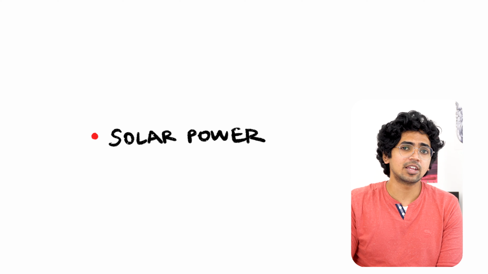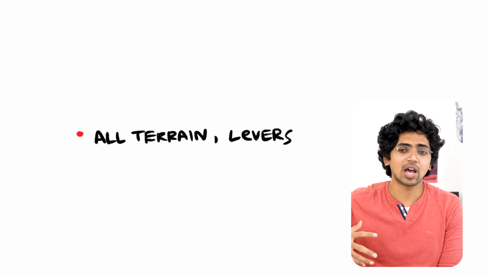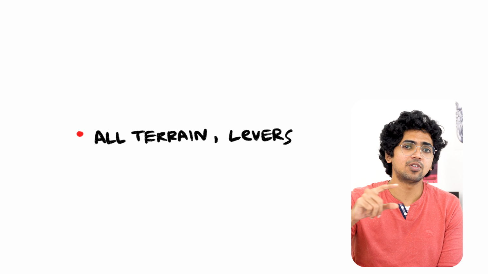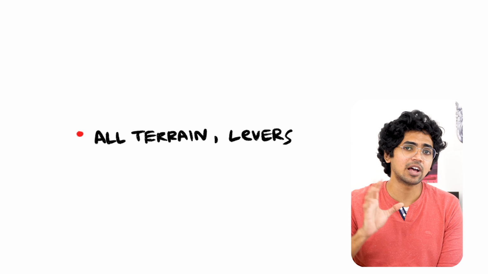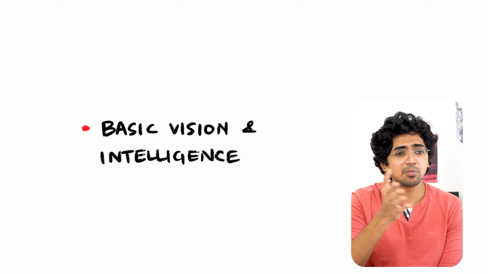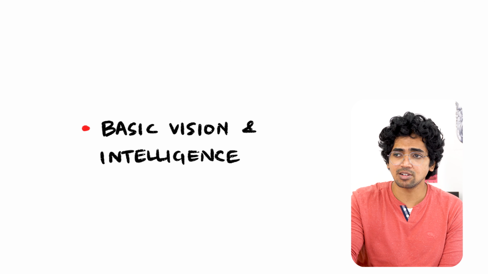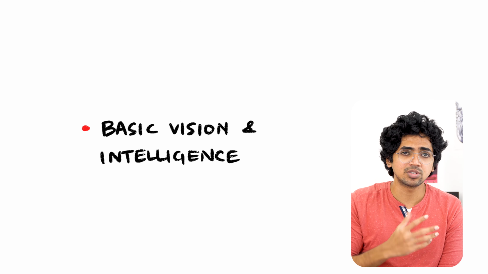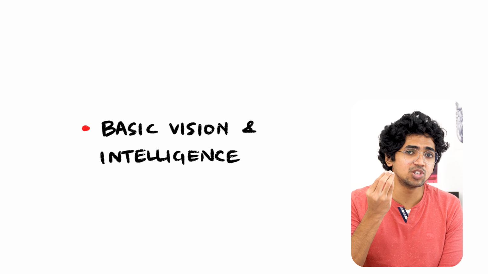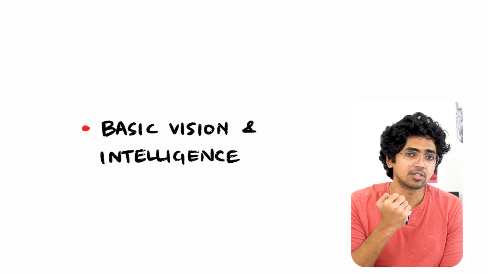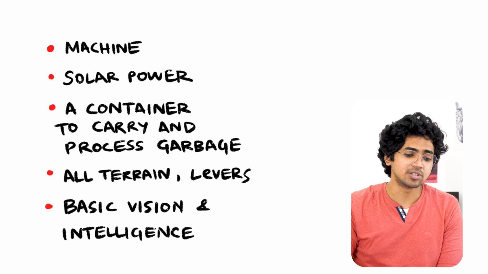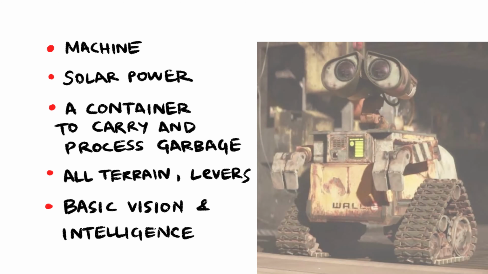It needs to be an all-terrain character, meaning it needs to have some sort of a thing that helps it move along multiple and different kinds of terrain in an easier and a faster fashion. Then it needs to have some basic intelligence to look at garbage and say, this is garbage, this is not garbage. I gotta take this thing, process it, and put it back right there, right? So some sort of basic intelligence and a vision to look at things and a hand to probably pick up garbage. So if you just combine all this, you have the character of WALL-E.